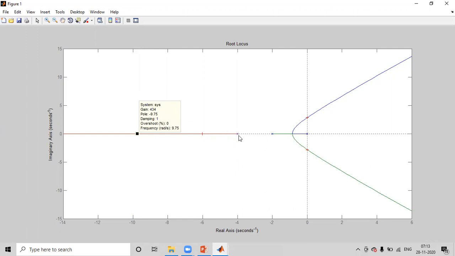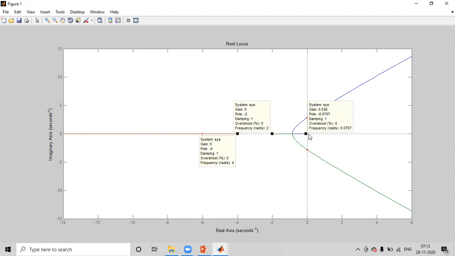When k equals 0, the pole is at -4. If we are increasing the k value, the pole location is changing. That is what is called a root locus. So this is one infinite path, where it starts when k equals 0, the pole location is at -4, and this is the pole at -2. At that time, gain is 0.